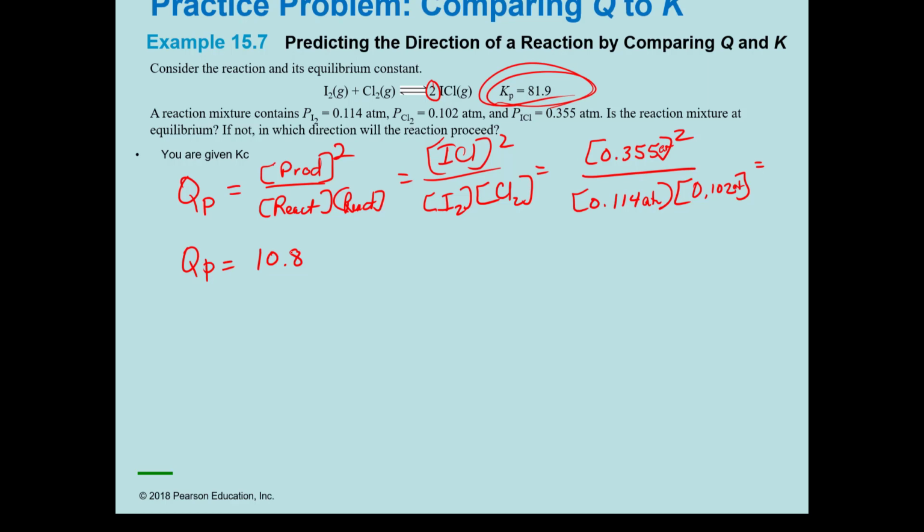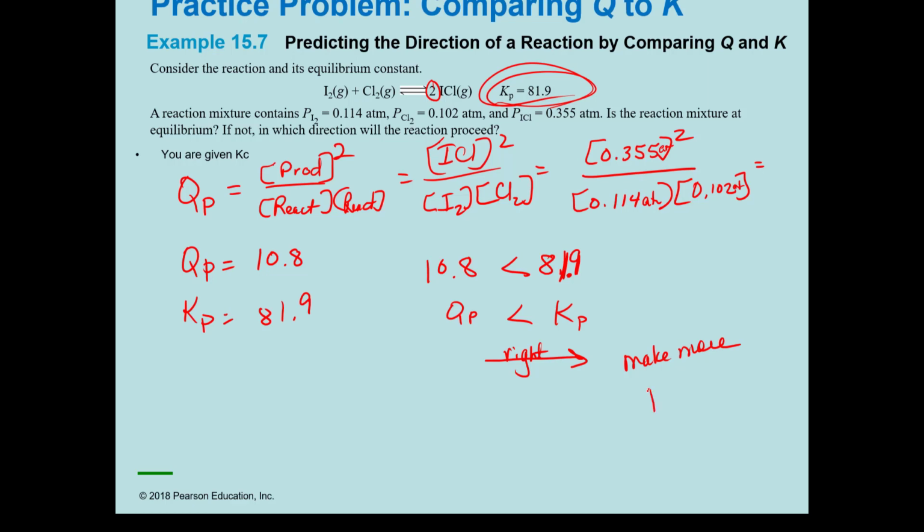Kp is 81.9. So 10.8 is less than 81.9. So Qp is less than Kp. Now, what we say about the rules, if my Qp is less, that means that I haven't gotten to my equilibrium yet. So in order to get to equilibrium, I'm going to have to proceed to the right and make more products. So it is not at equilibrium at this point. It has a ways to go. I have to make more products, so I need to let that cook a while longer so I can make more products and get to equilibrium.